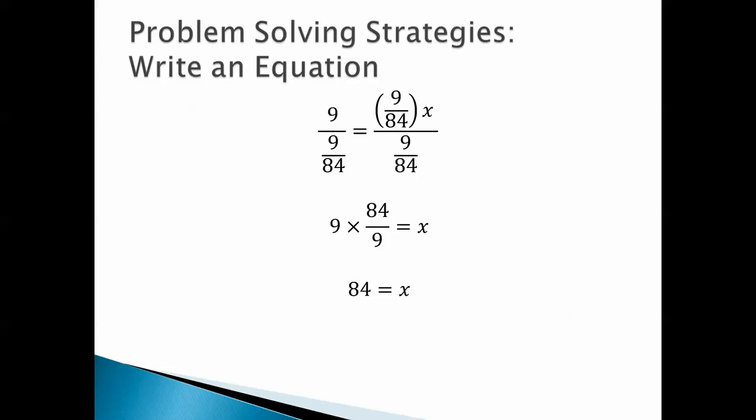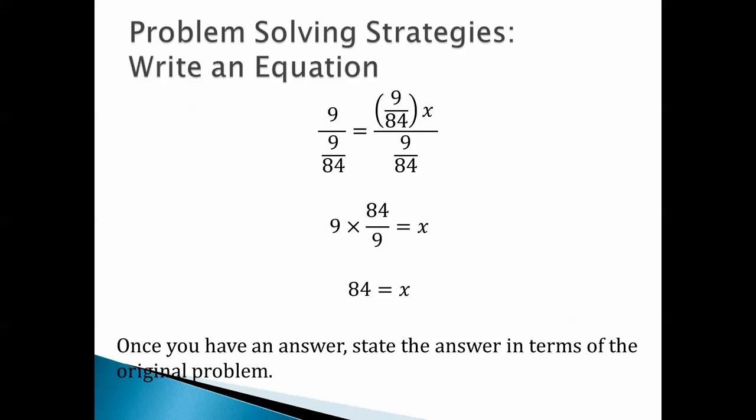Now, again, one problem-solving strategy. When you're solving a math problem, don't write x equals 84 as the solution. Instead, express your solution. Once you have an answer, state the answer in terms of the original problem. In this case, we wanted to know how old Diophantus was when he died, so Diophantus died at the age of 84.